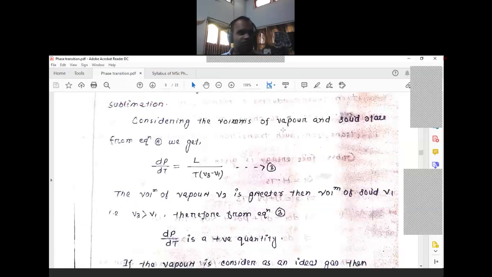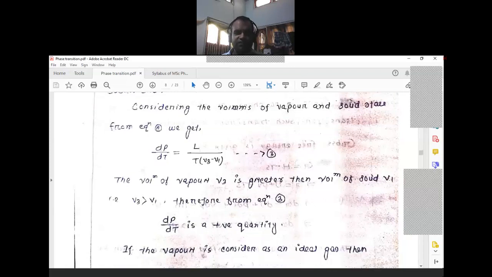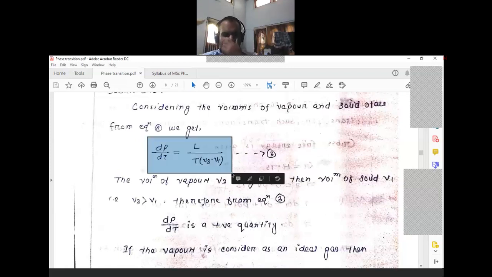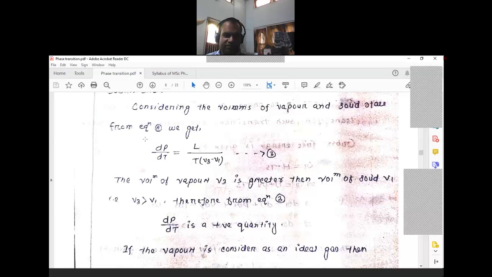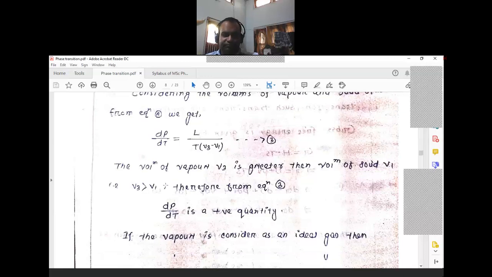So again, the last process is sublimation. Sublimation is the conversion of solid into vapor form. If we come back to this plot, you see this is the sublimation line. The sublimation plot separates the solid phase from the vapor phase, or in other words, if a solid is converted to vapor, that is known as sublimation.